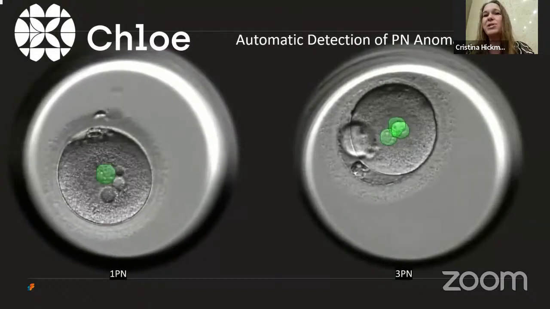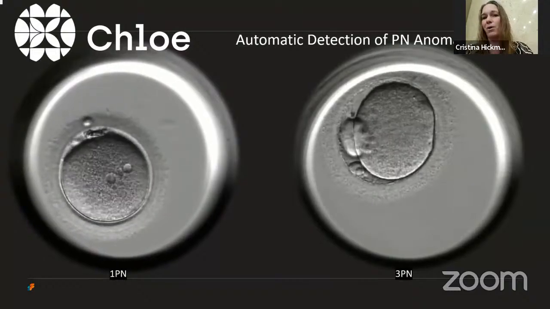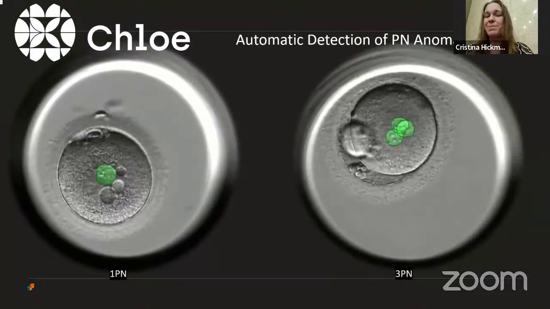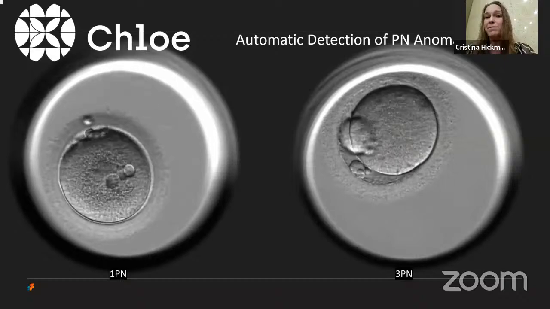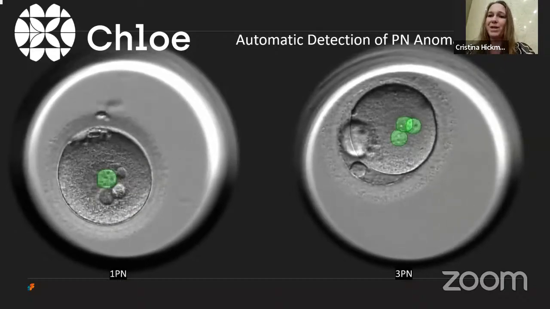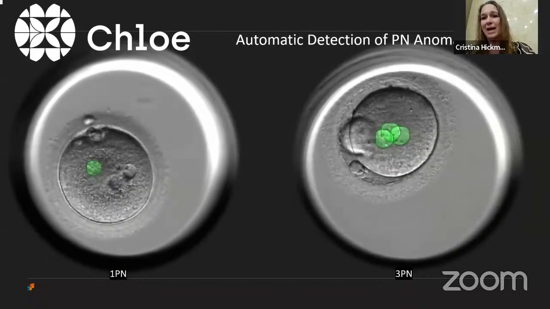Chloe can also help identify things that are not going quite well for the embryo. So here we have two examples. As you saw before, the embryo is supposed to have two genetic packages, but sometimes it only has one, as you see on the left. And other times it's got three packages.